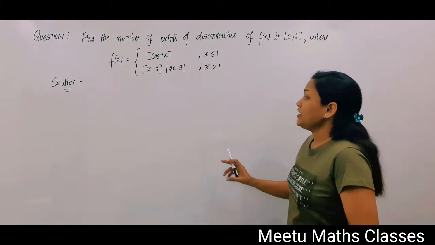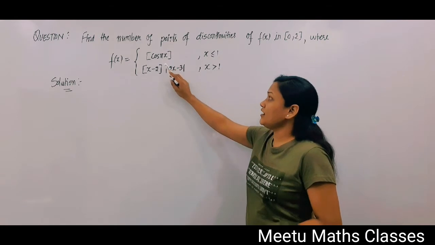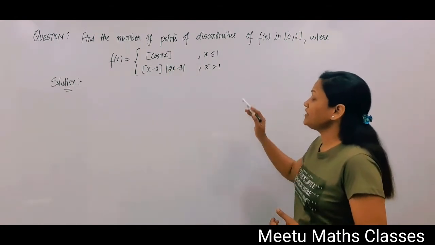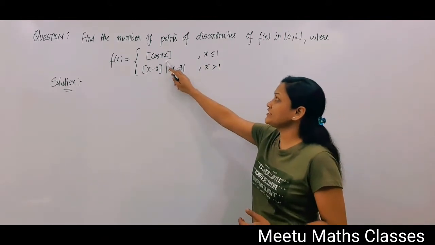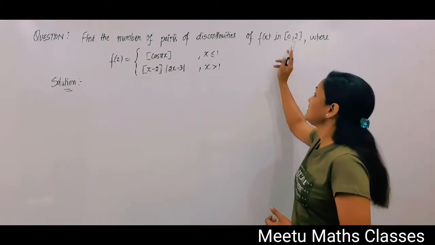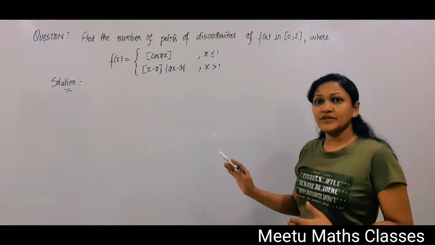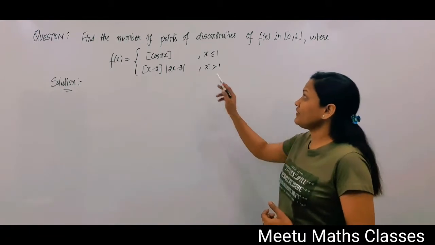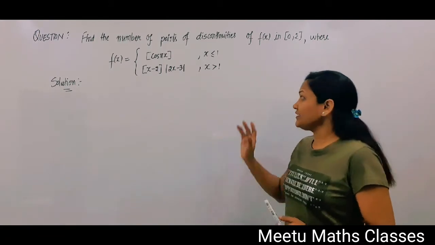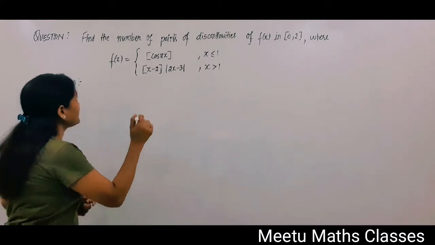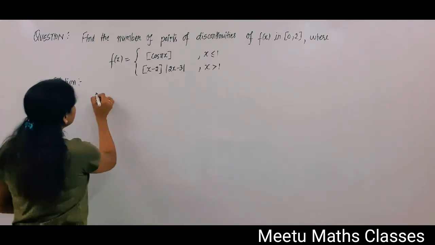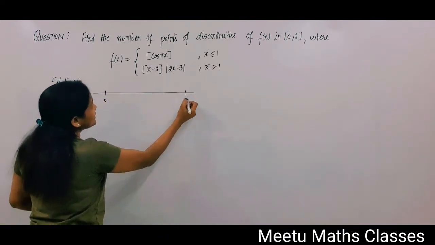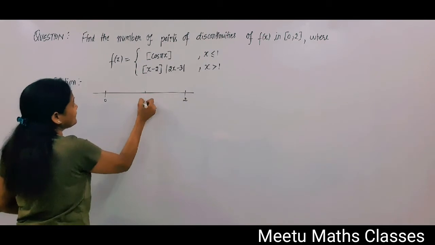Now, since your function is very complex to define and to differentiate in so many intervals, because it is changing so many times in the interval 0 to 2, we are going to draw the graph of the function, and by reading the graph we can find the points of discontinuities. So, let us define our function first. In between 0 to 2, your function changes at 1 first.